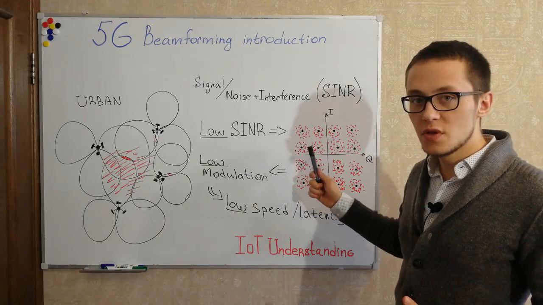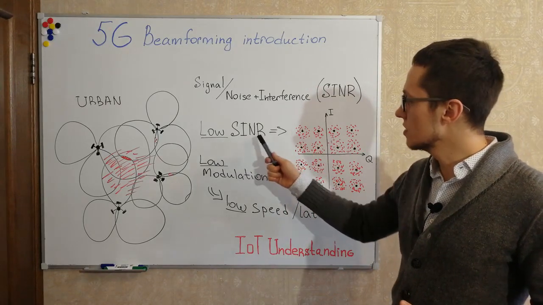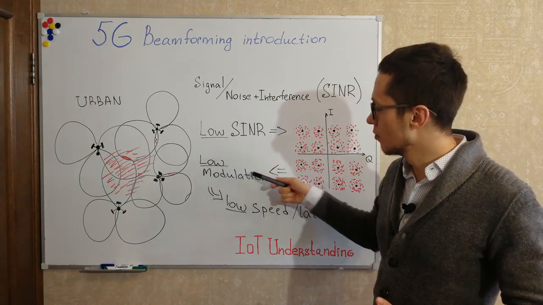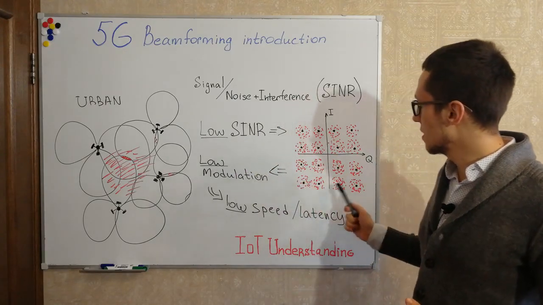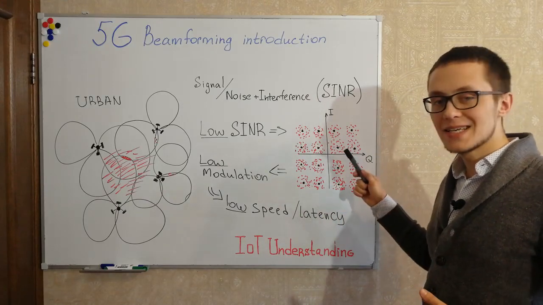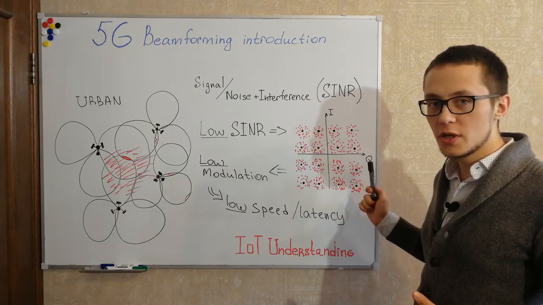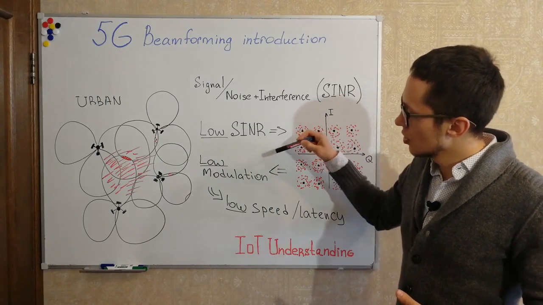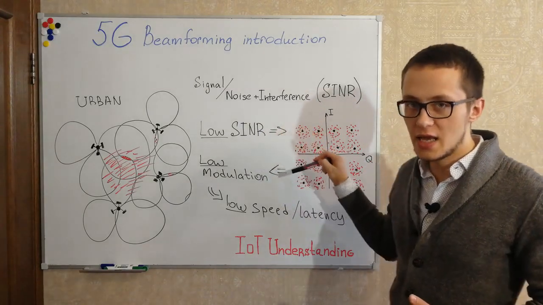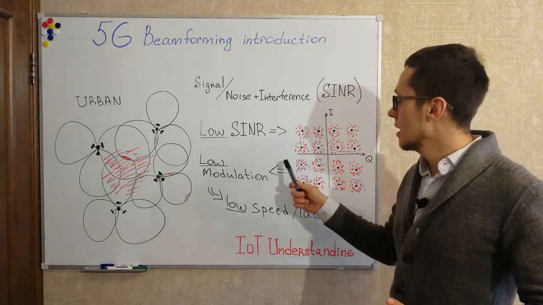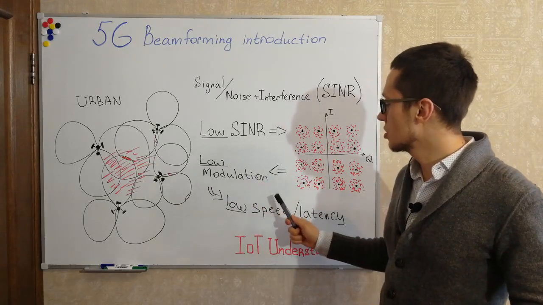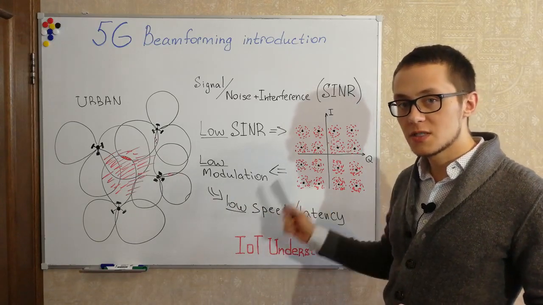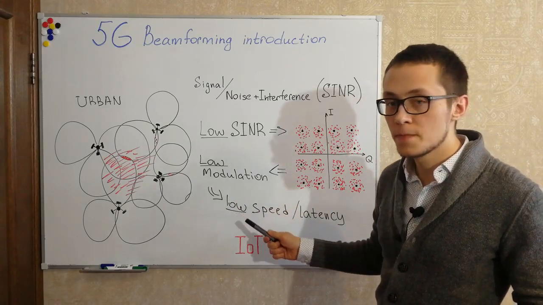So in this case with low SINR, the system has to lower the modulation. For example, from this 16 QAM modulation scheme, the system has to lower to QPSK, for example. And lower modulation results in lower speed and lower throughput.